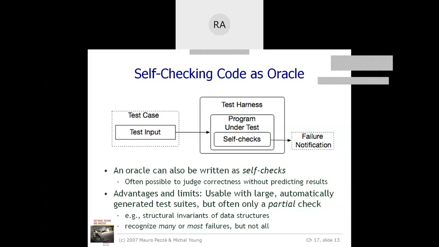Oracle can also be written as self-checks. That is, within the program only, you include these self-checks and you test your code. These self-checks are treated as the Oracle. One limitation over here is that not all the failures or faults are recognized with the help of self-checks. Only as many as possible, up to a certain limit, can I come up with the failures associated with the software.